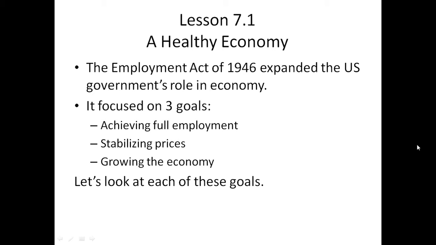So back in 1946, the Employment Act expanded the U.S. government's role in the economy. Remember, before that we didn't have a lot of input on the economy, but we started having more once we had the Great Depression, and then the government started getting more as of 1946. It focused on three goals: achieving full employment, stabilizing prices, and growing the economy. So we're going to look at each one of these goals.